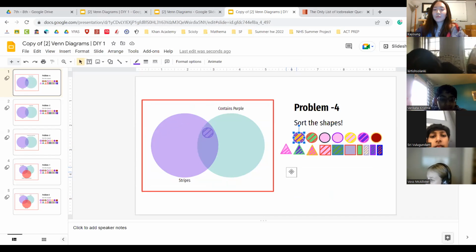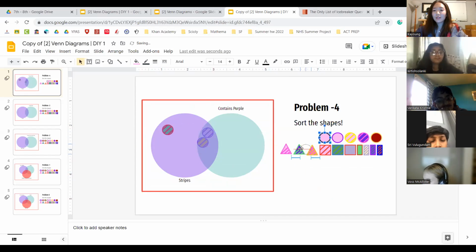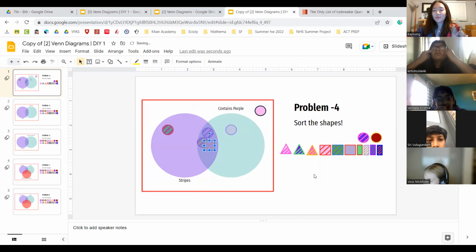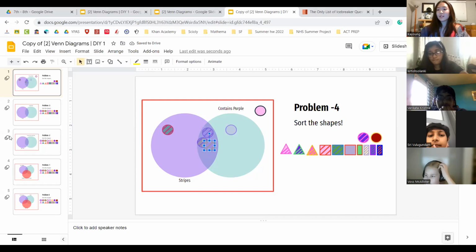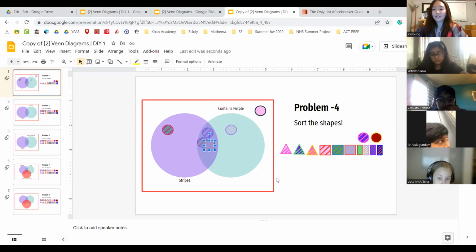This one is orange and purple and has stripes, so it also goes in the middle. This one does not have purple but has stripes, so it goes over there. This doesn't have either, so it goes on the outside. This has purple, so it goes here. Stripes and purple goes in the middle, and so on. So just sort all of them in the Venn diagram. And if you have any questions, unmute and tell me, okay? I'm gonna give you guys some time. Type done in the chat when you're done, okay? Or when you get stuck, either one.